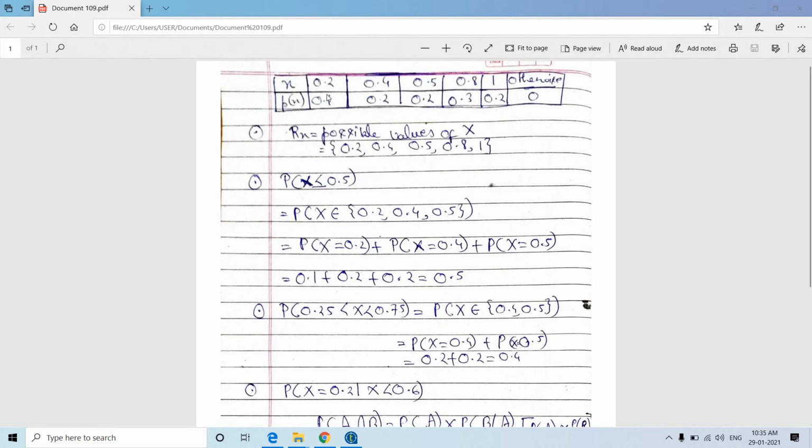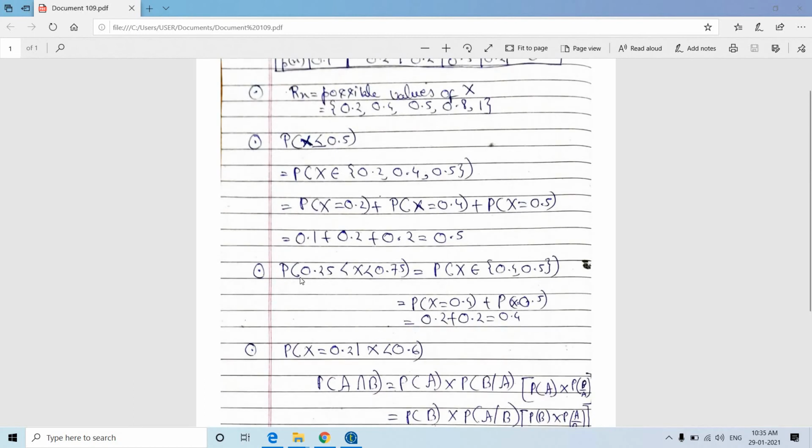So 0.2's appearance probability is 0.1, 0.4's appearance probability is 0.2, 0.5's appearance probability is 0.2. So 0.1 plus 0.2 plus 0.2 is 0.5. All are independent events, obviously, not dependent on one another. So we are getting this kind of result.